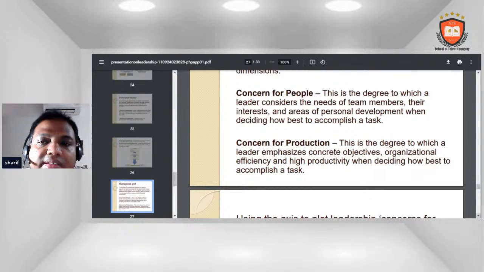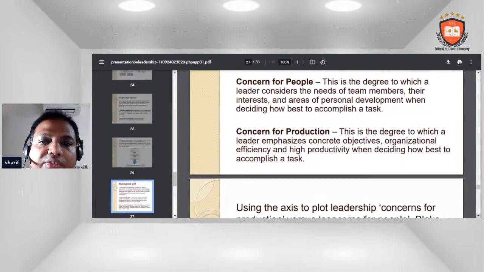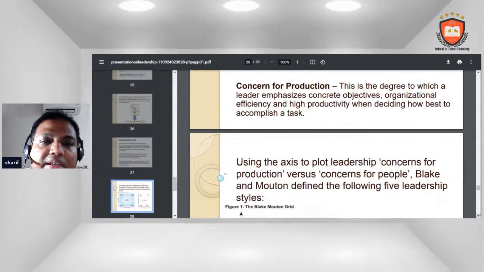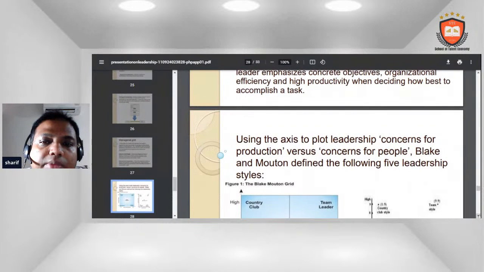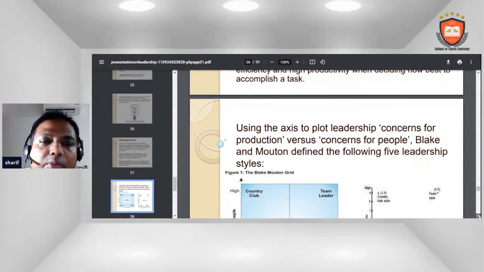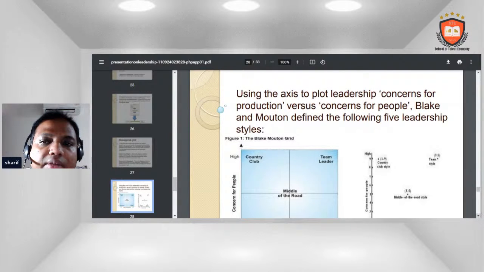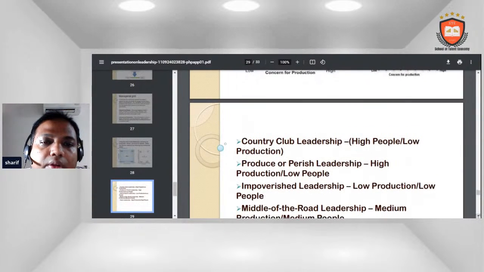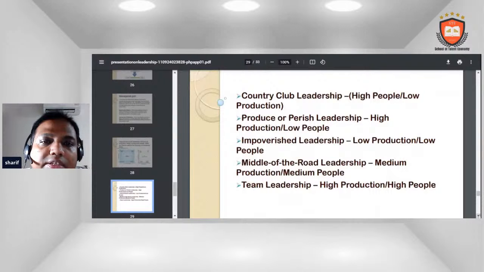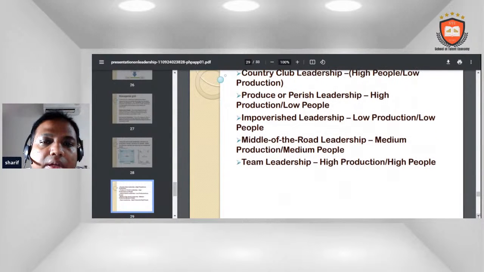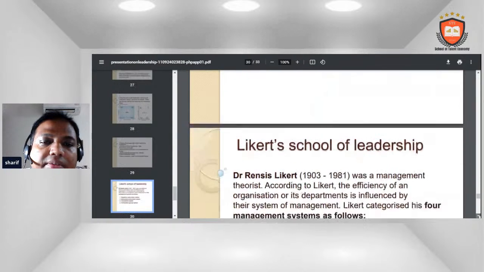Concern for production is the degree to which a leader emphasizes concrete objectives, organizational efficiency, and high productivity when deciding how best to accomplish a task. Using the axes of the plot, concern for production versus concern for people, Blake and Mouton identified the following five leadership styles: country club leadership, produce or perish leadership, impoverished leadership, middle of the road leadership, team leadership.